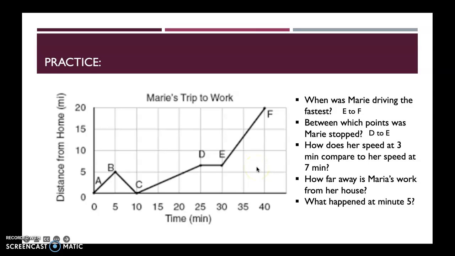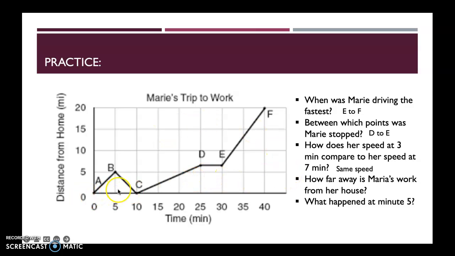How does the speed at 3 minutes compare to the speed at 7 minutes? So if this is about 3 minutes right in here and this is 7, the slope of these 2 lines is identical. That means that they're moving the exact same speed.